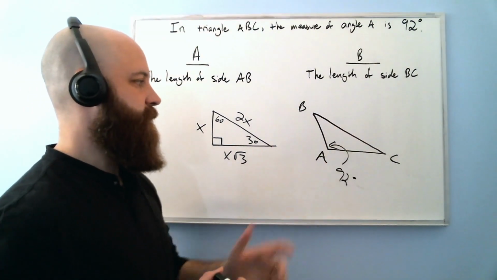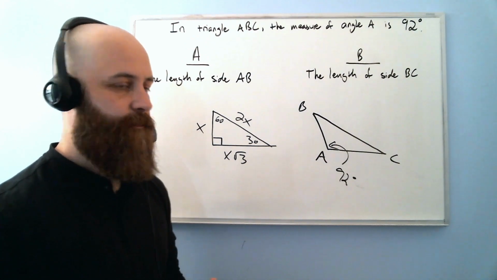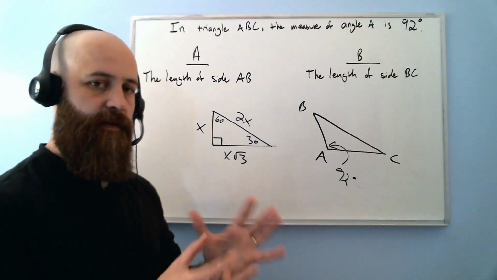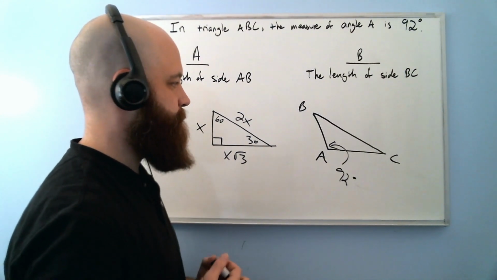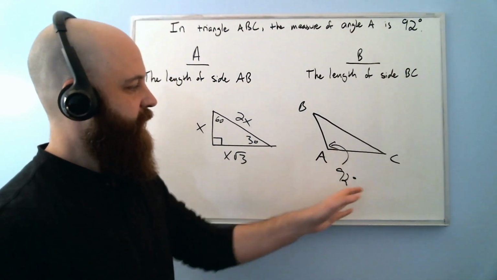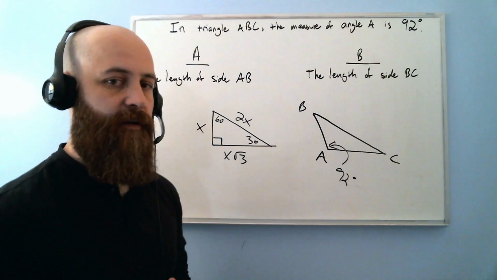The longest side is opposite the largest angle of any triangle. The smallest side is opposite the smallest angle, and the side of medium length is opposite the medium angle. Okay, so can I confirm that 92 degrees is the largest angle?